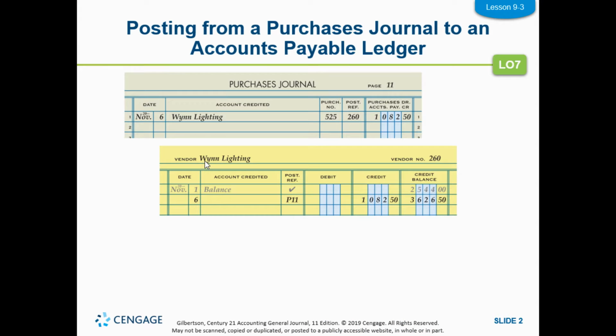All right, so here we go. Posting from a purchases journal to an accounts payable ledger. Again, the frequency of posting helps ensure that you're going to pay your vendors on time. I said this in, I think, the last section: don't mess around with your vendors. They are a big part of the process and success of your company.